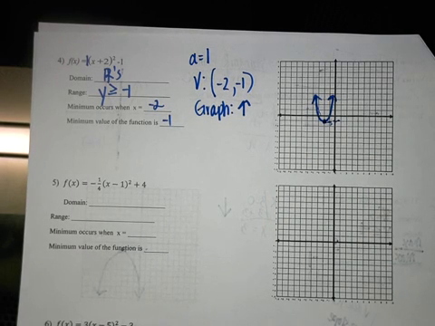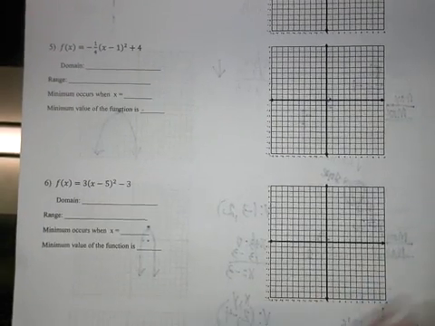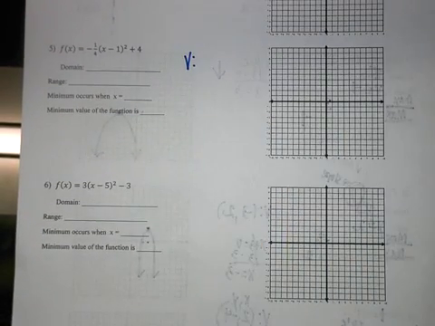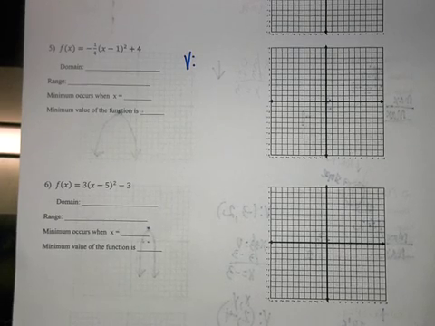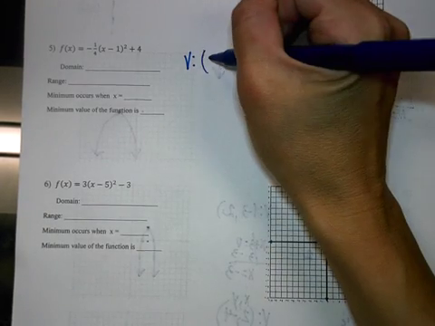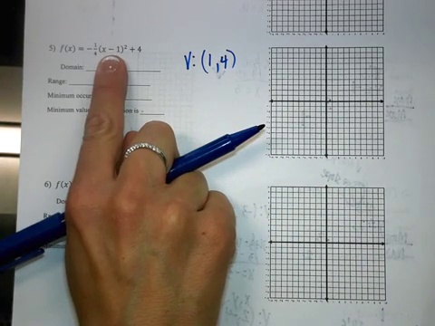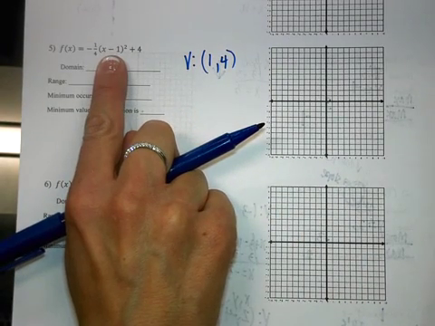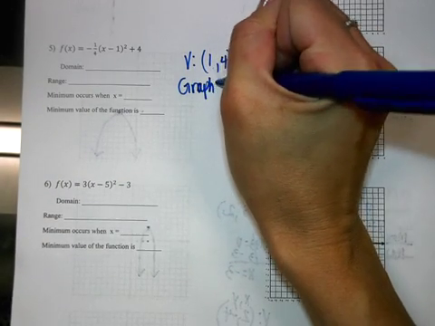Okay, number 5. Be ready. I'm going to ask some more questions, starting with our vertex. Please tell me what the vertex for this problem will be. Very good. 1, 4. Again, it's the opposite of what's in the parentheses because we'd set this equal to 0, get x equals 1.